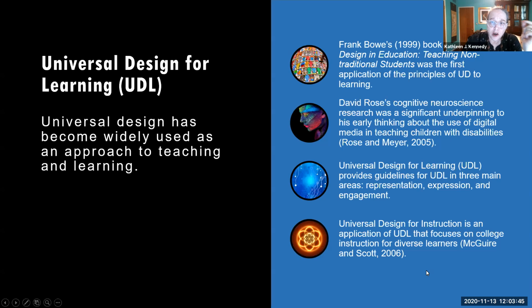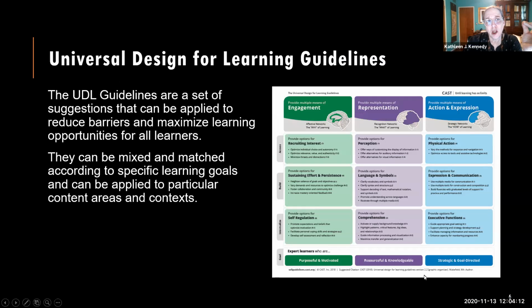UDL guidelines come in 3 areas: representation, expression, and engagement. And we'll be focusing on one part of that today. There's a parallel approach, which is called Universal Design for Instruction, which focuses specifically on college instruction for diverse learners, but it's more focused on instruction. So we'll really be using the core UDL framework today.